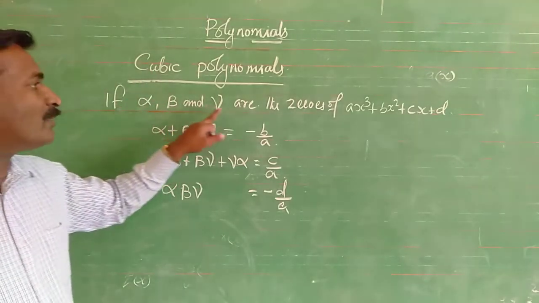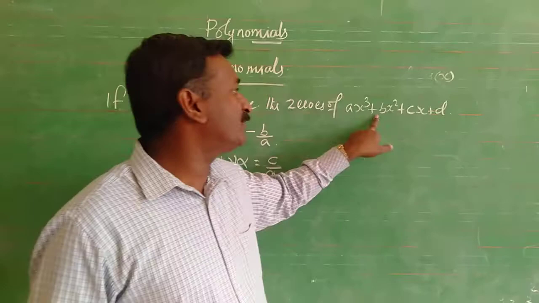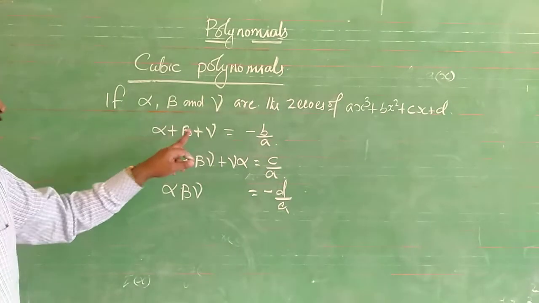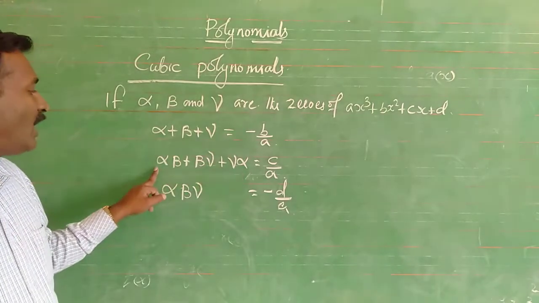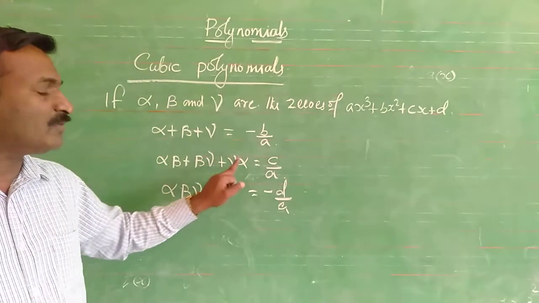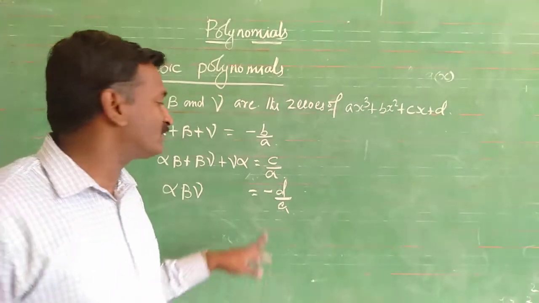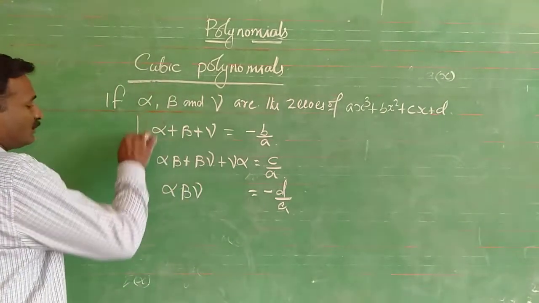If alpha, beta, gamma are the zeros of ax cube plus bx square plus cx plus d, then alpha plus beta plus gamma is equal to minus b by a. Alpha beta plus beta gamma plus gamma alpha is equal to c by a. Alpha beta gamma, that is the product of the zeros, is equal to minus d by a. So it's important.